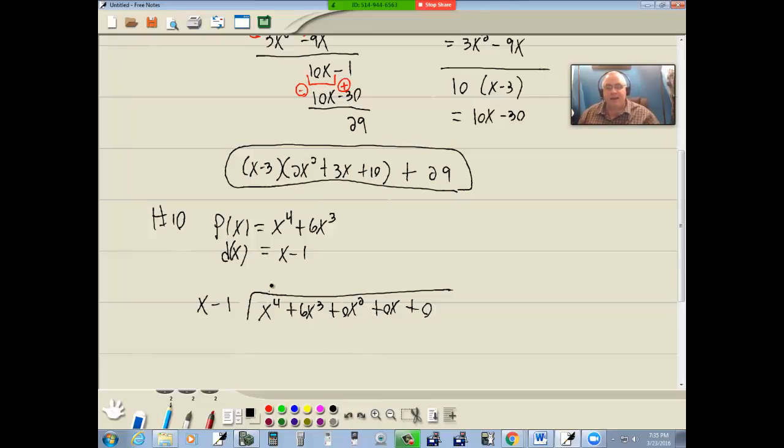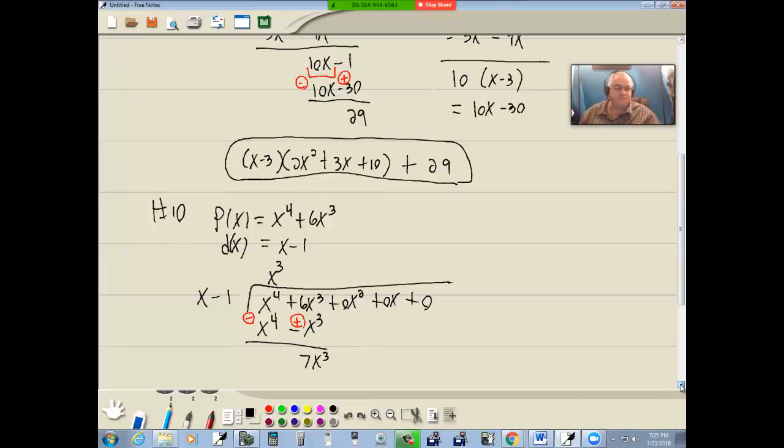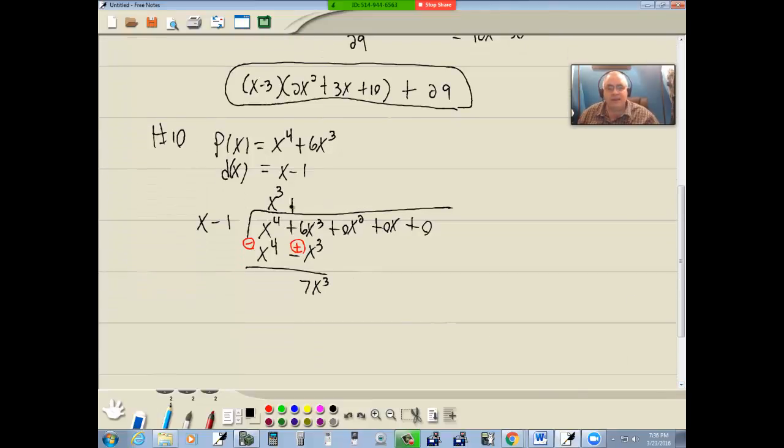Now what you'll find is, I'll just do a little bit of this, as you go through and multiply these together, you're going to find that the like terms will always line up in the same column. x to the fourth minus x to the fourth, this gives us 7x to the third. And then I got 7x squared here.